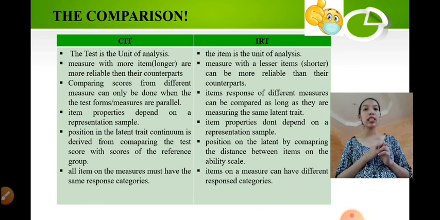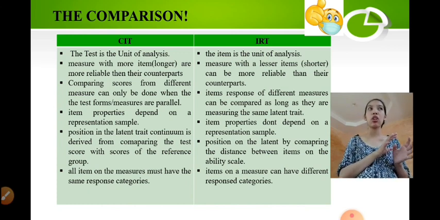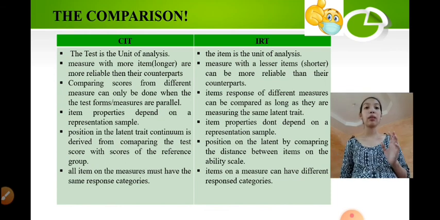So in CTT, item properties depend on the representative sample. So in IRT, item responses don't depend on a representative sample. So you can no longer see their difference.